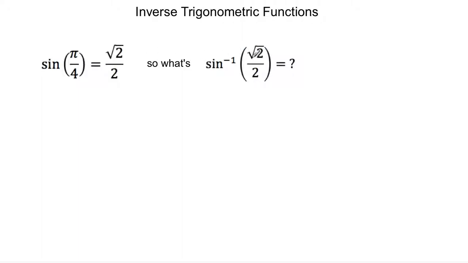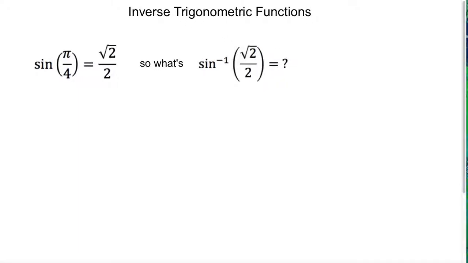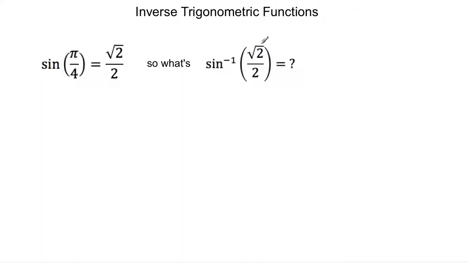So an inverse trigonometric function works in the same way. So if I have the sine of pi over 4 is equal to root 2 over 2, I know that. What's the inverse sine of root 2 over 2? Well, simply put, it's just going to be pi over 4, right? Because the sine of pi over 4 is equal to root 2 over 2. So this question is saying, all right, what angle gave me a sine value of root 2 over 2? And the answer is pi over 4.